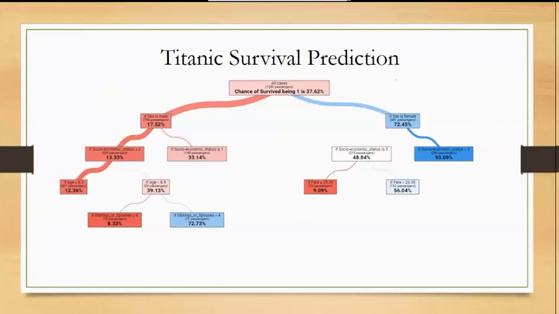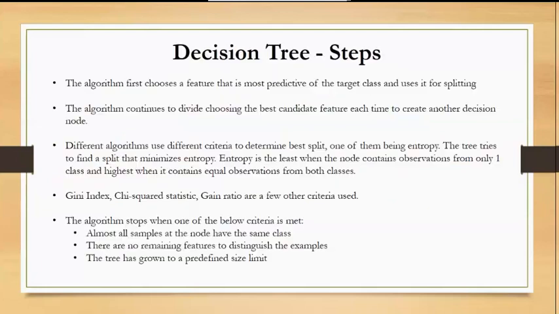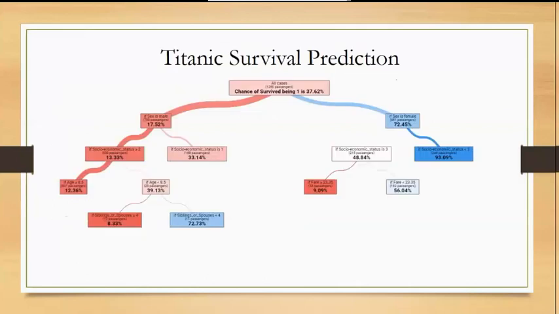Now this algorithm first chooses a feature that is most predictive of the target class and uses it for splitting the data. Meaning, it chooses that variable which has the highest impact on the final outcome and does the first split on it. So in our example, we find gender is the most significant predictor. This is the first split on gender. So you can see once we split on gender, a clear demarcation is seen. Chance of a female surviving is 72%, chance of a male surviving is 17%.